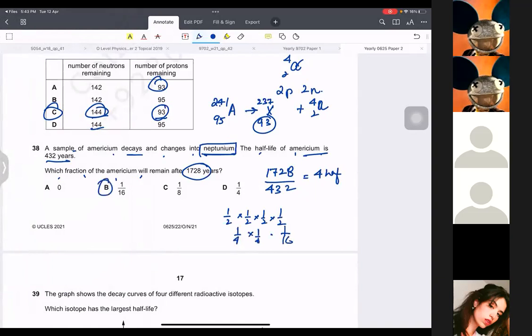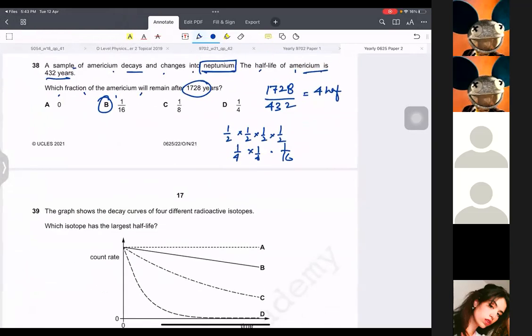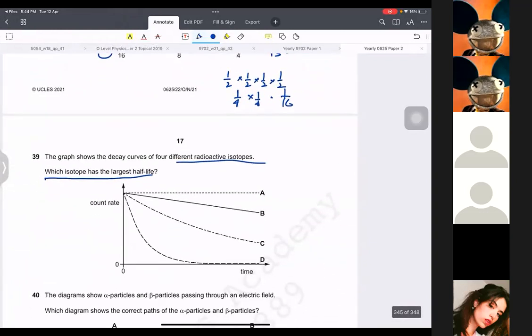All right. Now, the graph shows decay curves of 4 radioactive isotopes. Which isotope has the largest half-life? Shouldn't it be A? It has the longest half-life.